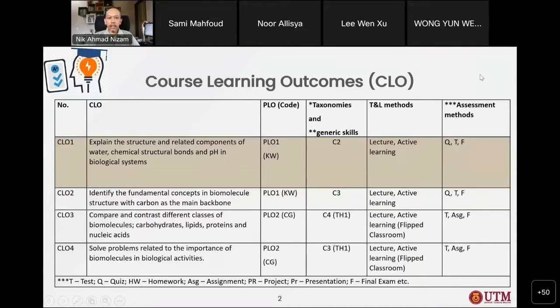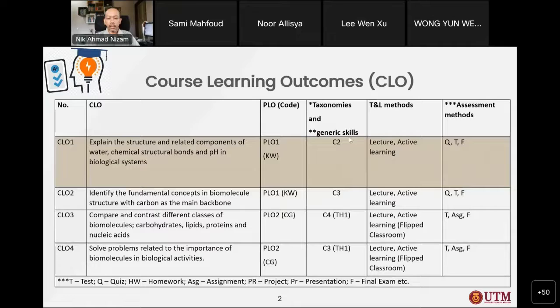So this is under course learning outcome number 1. If you see this table, we have four course learning outcomes. Number 1: explain the structure and related components of water, chemical structure, bonds and pH in the biological system. Before you can understand each of the biomolecules, you need to understand the chemistry of water. So this falls under PLO1, or knowledge.